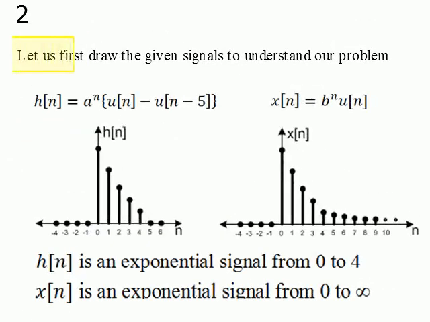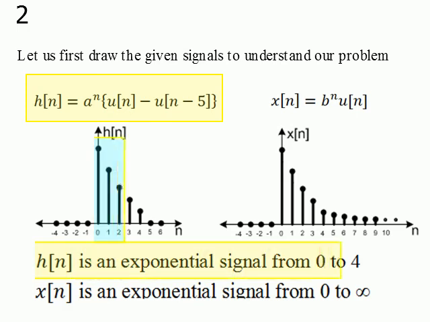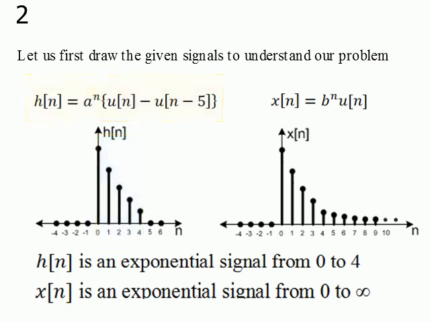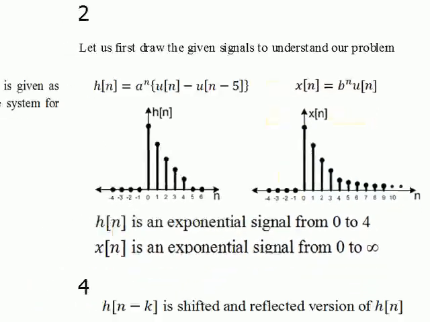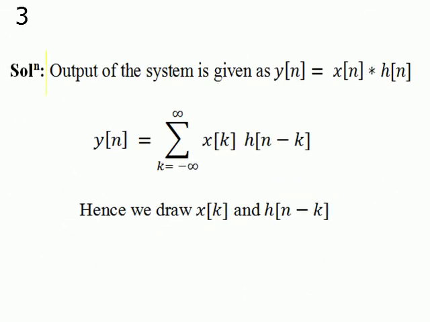Let's first draw the given signal to understand our problem. Here h of n is a raised to n into u of n minus u of n minus 5. It means h of n is an exponential signal which starts at 0 and ends at 4. So it's a finite duration exponential signal. Whereas x of n is equal to b raised to n u of n. X of n is an exponential signal which starts at 0 and ends at infinity. So it's an infinite exponential signal. So let's see the solution.